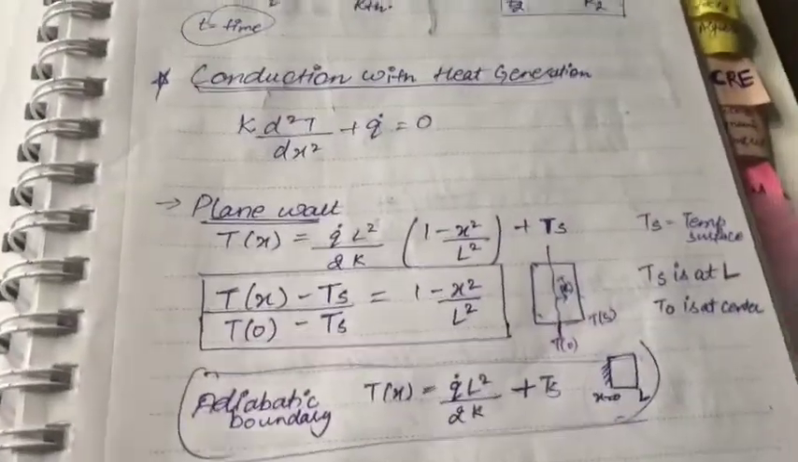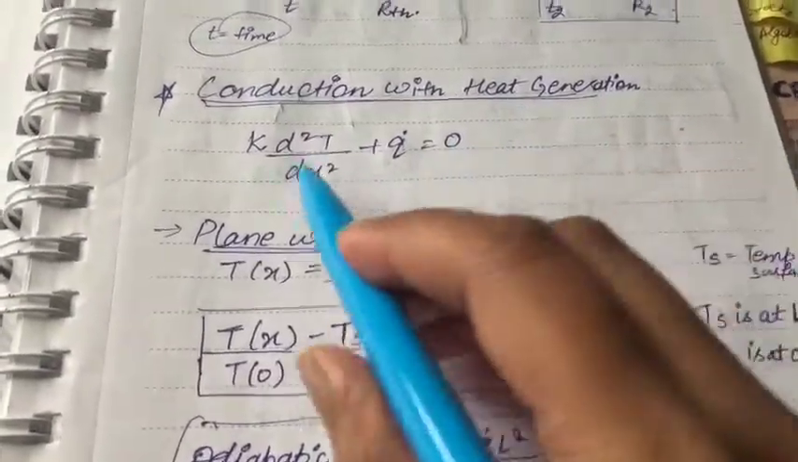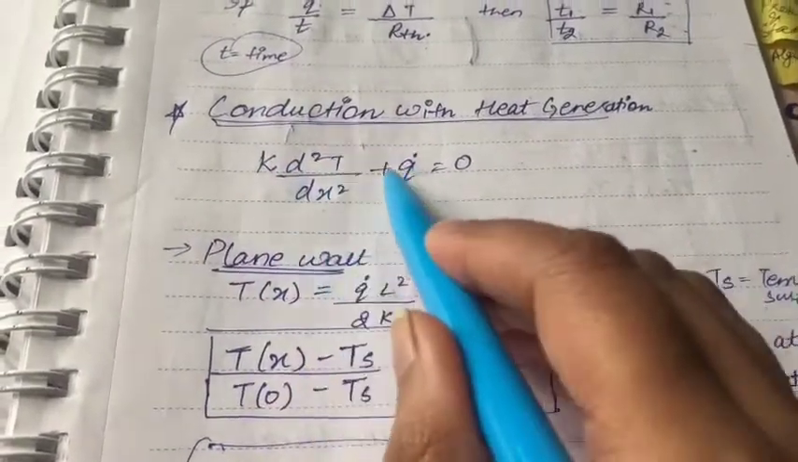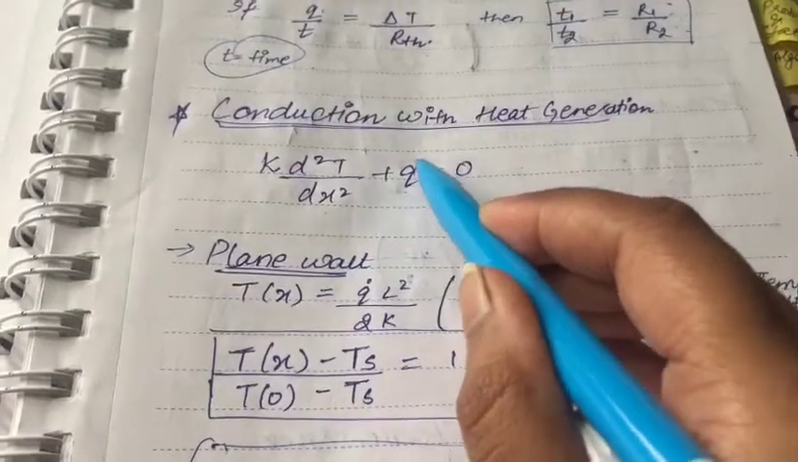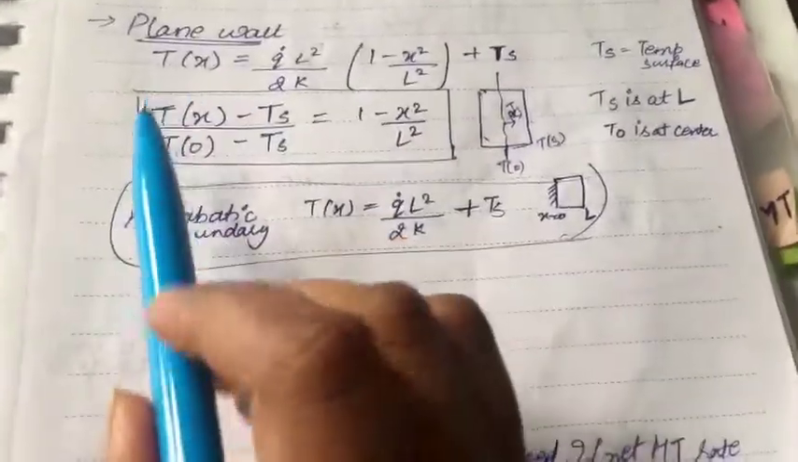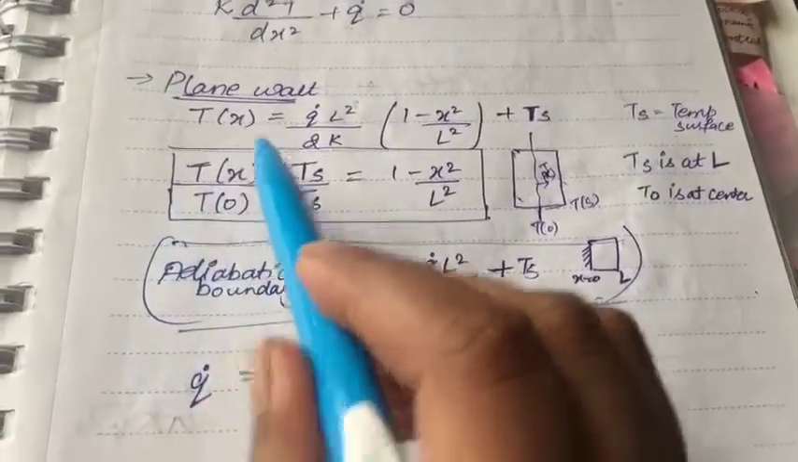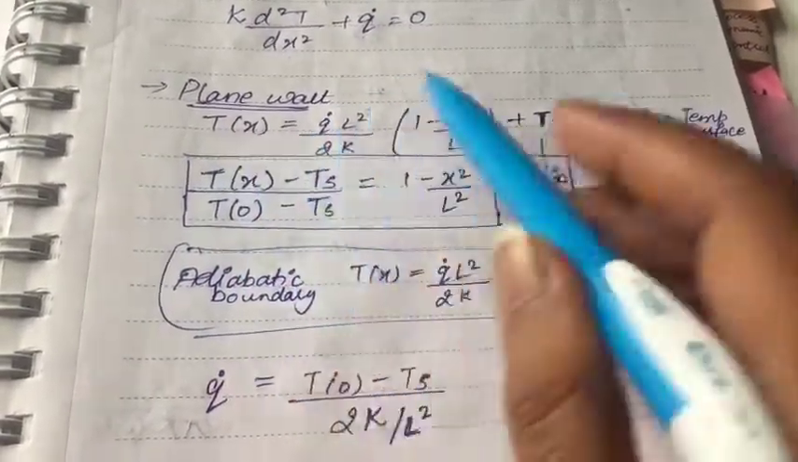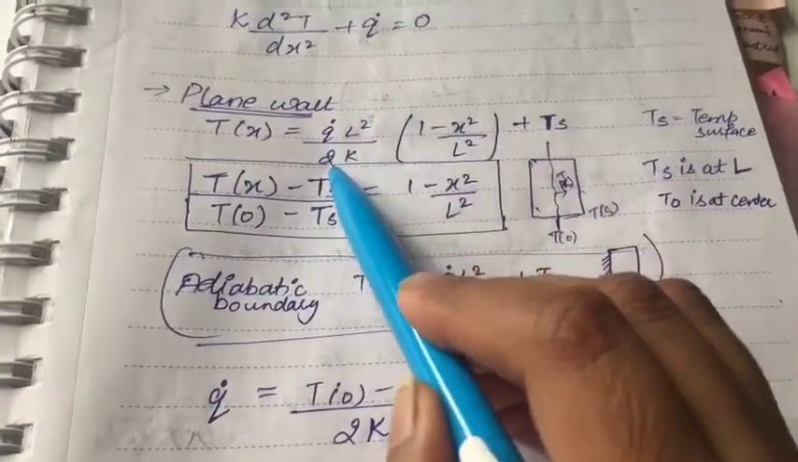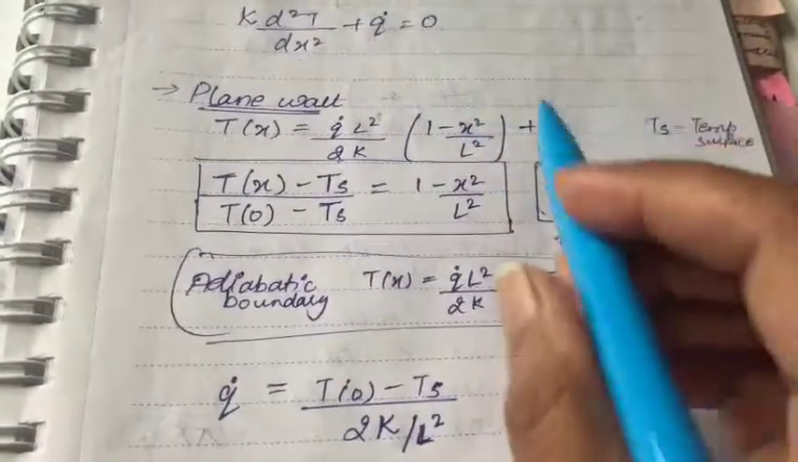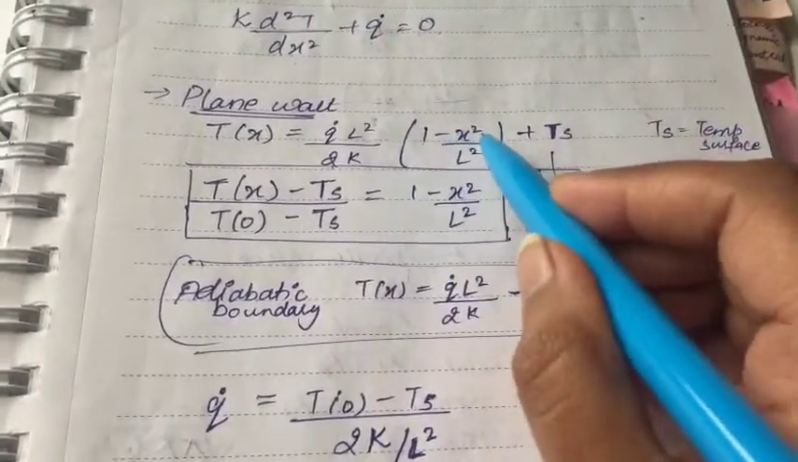Now we have conduction with heat generation. So the general formula for this would be K d square T by dx square plus Q naught, which is heat generation, is equal to 0. So for a plane wall, we have the equation T at x, any given point x, is equal to Q naught L square by 2K, L is the length of the wall, into 1 minus x square by L square.